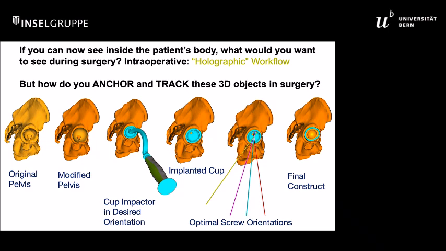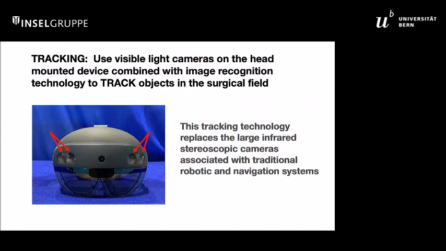So the question is, okay, you have all these 3D models. How do you anchor and track them and project them inside the patient? So these lenses, these head-mounted devices, many of them have cameras, and so these cameras are positioned very precisely, and you can use image recognition technology to replace the traditional cameras, the infrared stereoscopic cameras that you might see with regular traditional robotic or navigation systems.